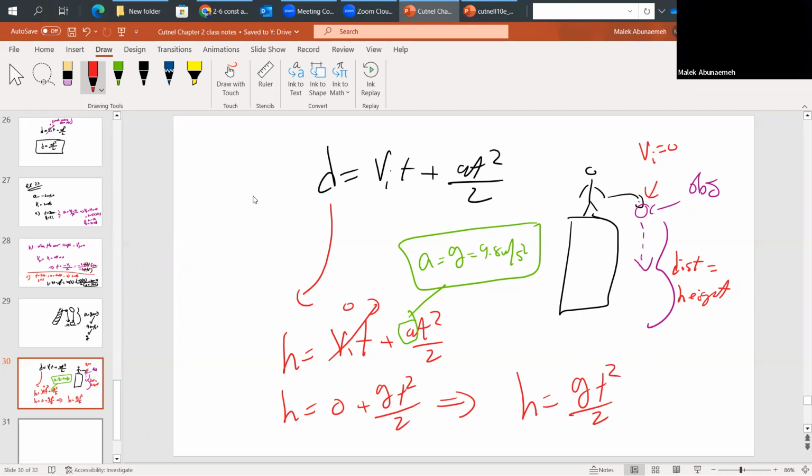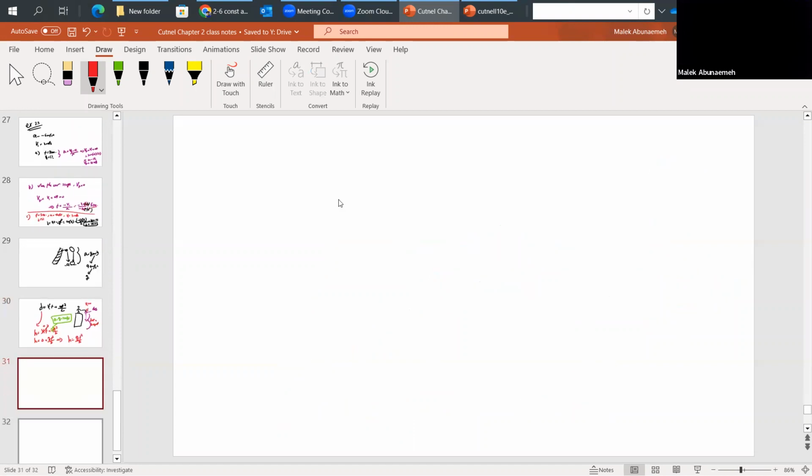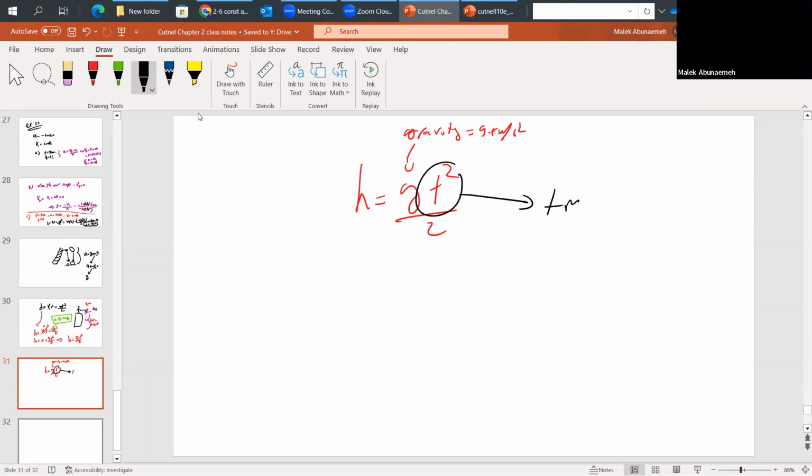So when we're talking about free fall, we're talking about your height equal to gravity times the time squared divided by 2. And again, let me go ahead and write this down. h equals g t squared over 2. g, that's gravity, which is 9.8 meters per second squared. t, that's your time. And h, that's your height.